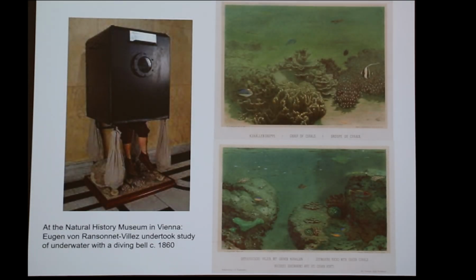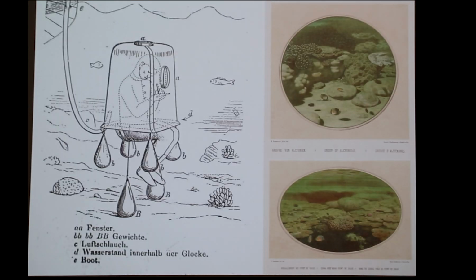Something interesting happens at the Natural History Museum in Vienna. This time, another painter undertakes the study of underwater life with a diving bow. So instead of taking the fish out of the water, he decides to go into the water and makes these paintings, which one could say are more kitschy in comparison to the earlier ones that we looked at, but they actually start to reflect something else.